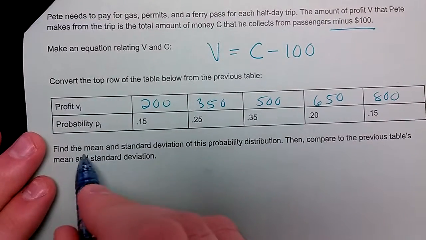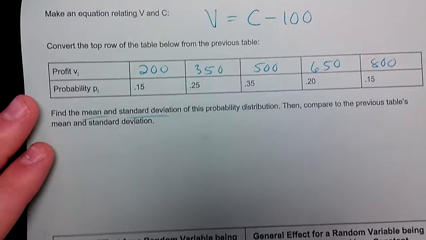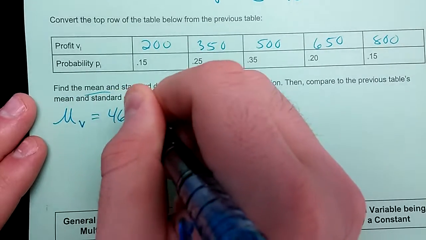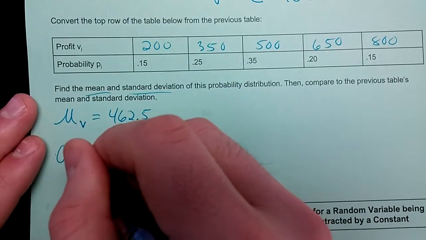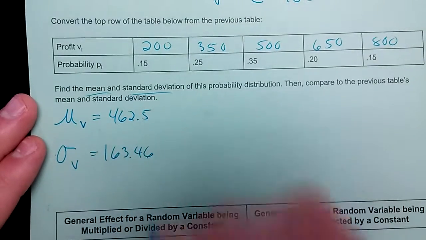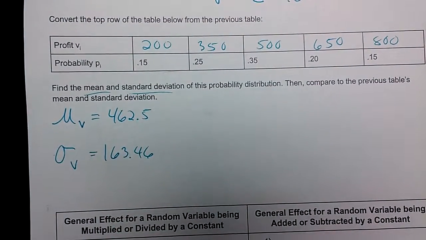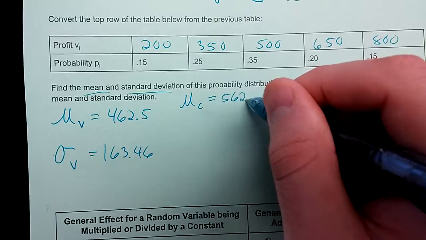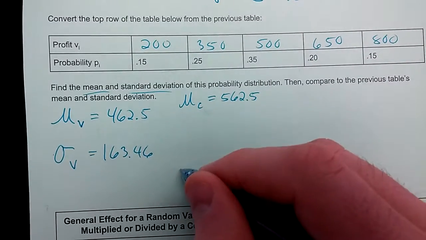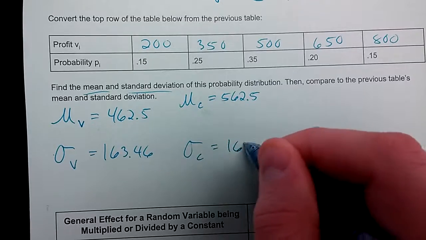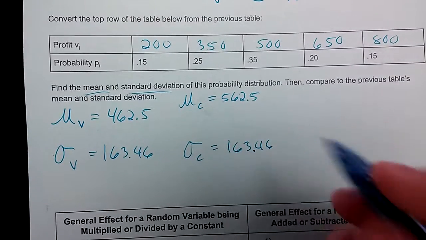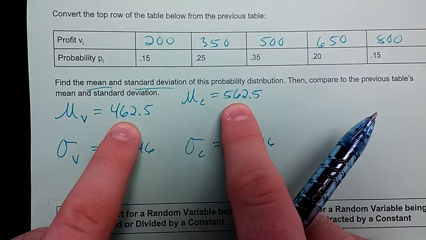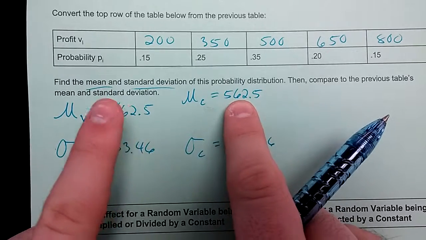Okay, we're going to find the mean and standard deviation again using the TI-84. And when you do that and type it in, you get 462.5 for the mean of V. Sigma V, standard deviation, is 163.46. We're going to compare those to the previous numbers. So mean of C from the previous page was 562.5, and the standard deviation was 163.46. Now, you'll notice this and this are not the same. They're actually 100 apart. If you take this number, subtract 100, you get this number.